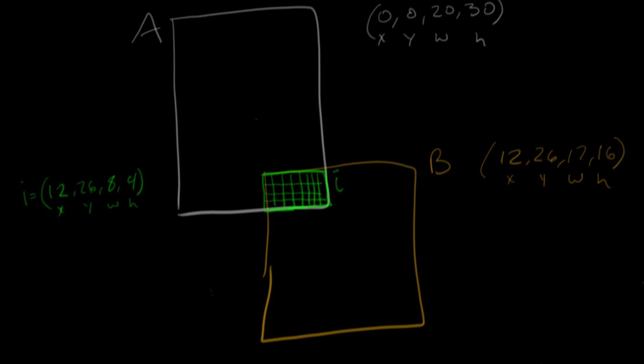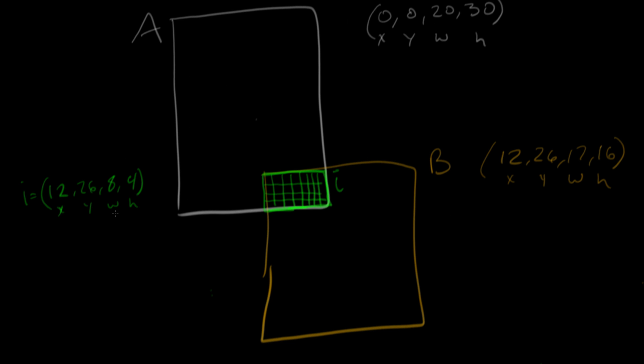Alright, so I paused the video so I could set this up for you. I created an A texture and a B texture, and then the intersecting rectangle in here. The values are listed here for X, Y, width and height, X, Y, width and height, and X, Y, width and height.